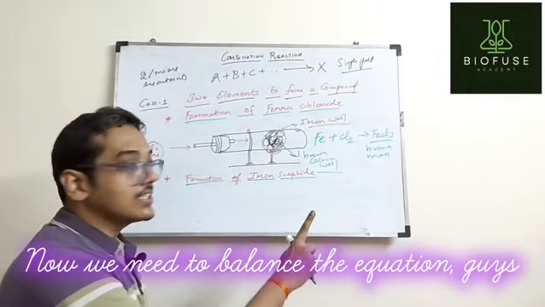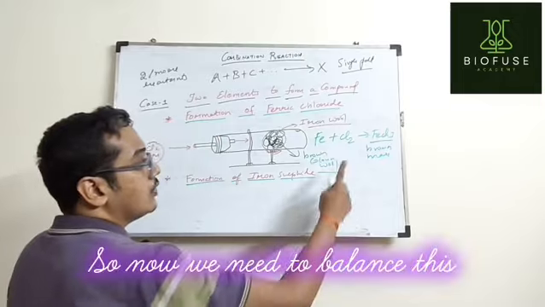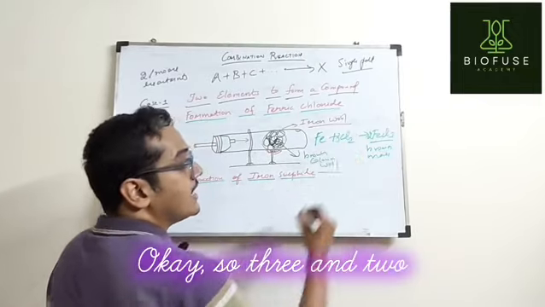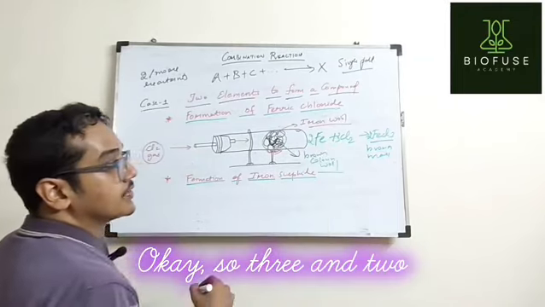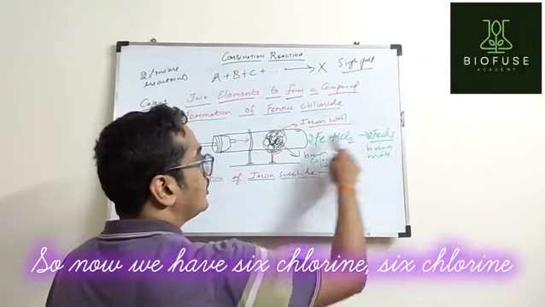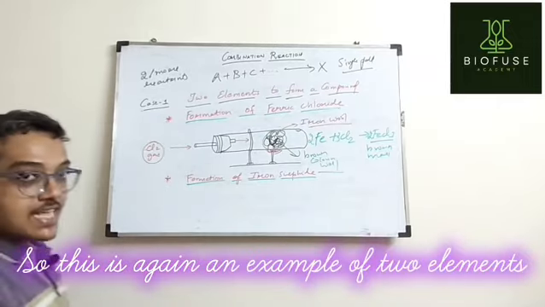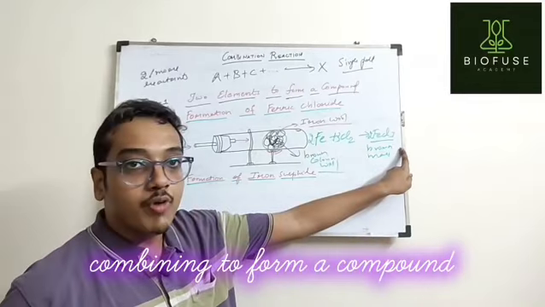Now we need to balance the equation, guys. So we should never forget this. So now we need to balance this. So I'll put 2 here. So 3 and 2. So now we have 6 chlorine, 2 iron and 2 iron, and it is completely balanced. So this is again an example of two elements combining to form a compound.